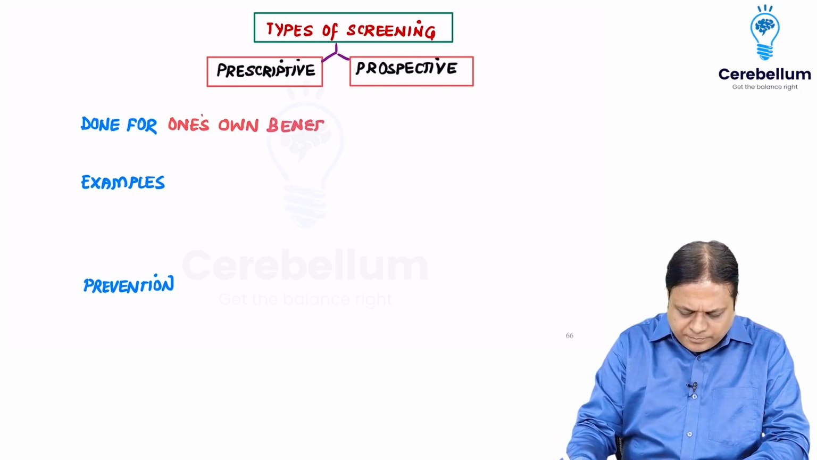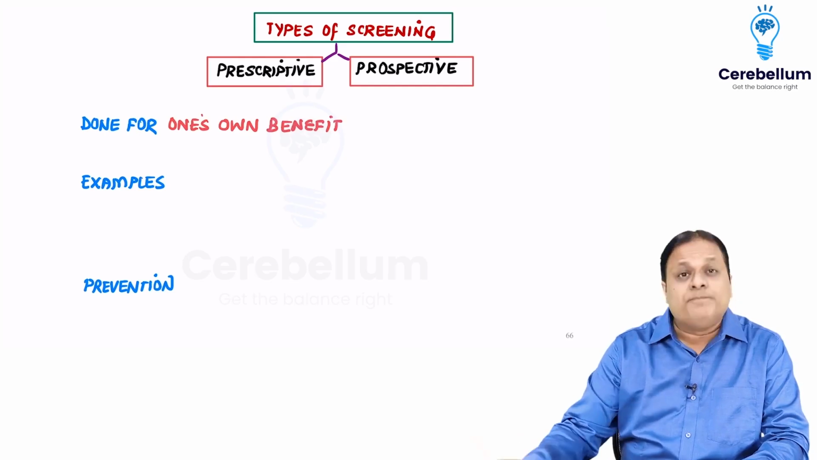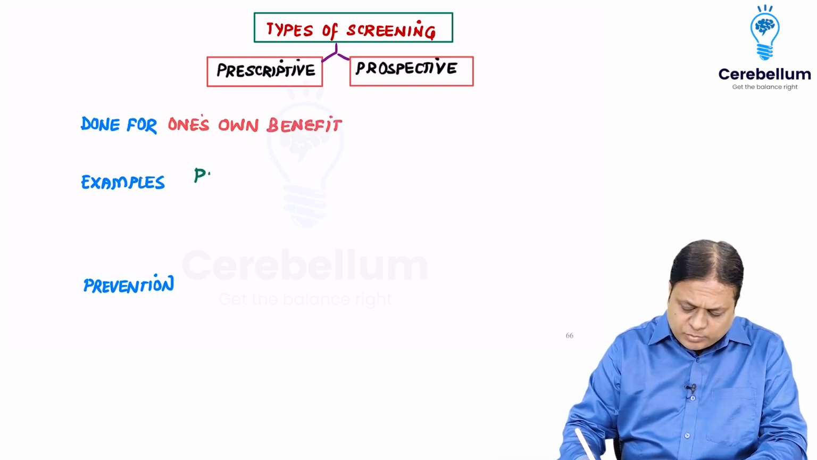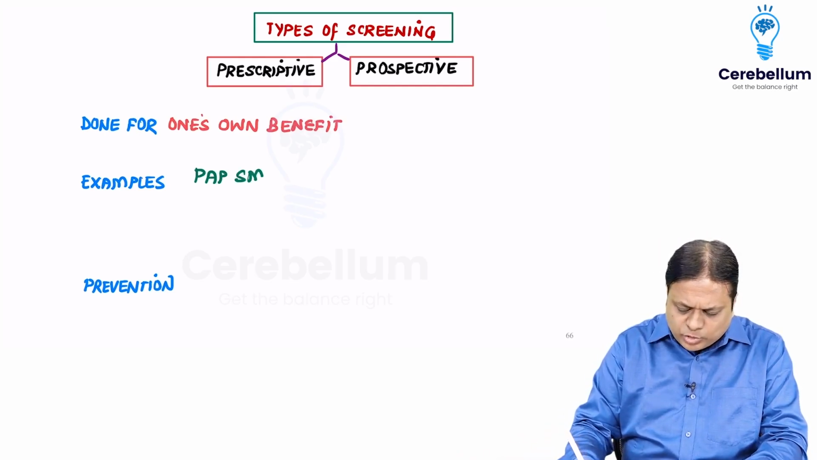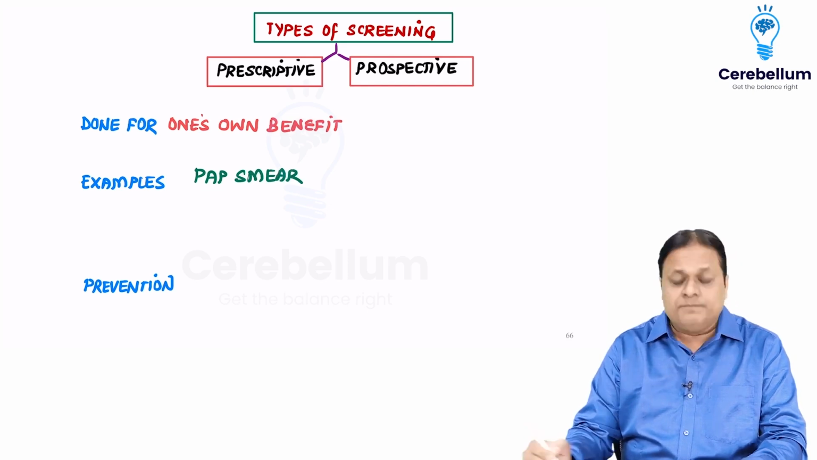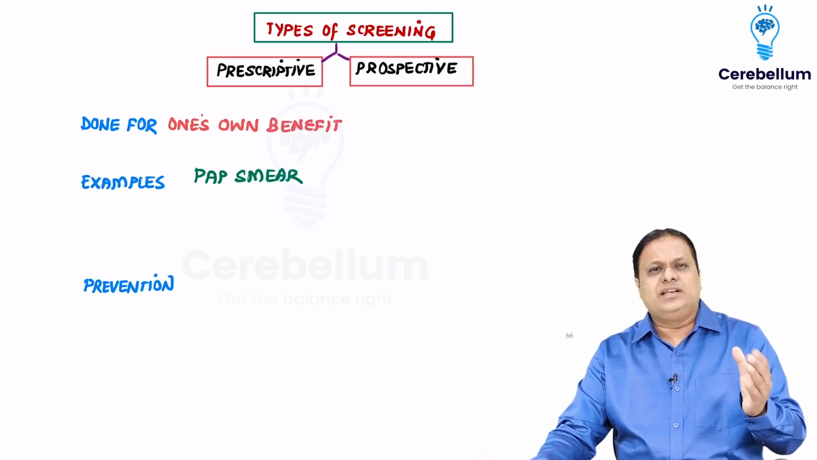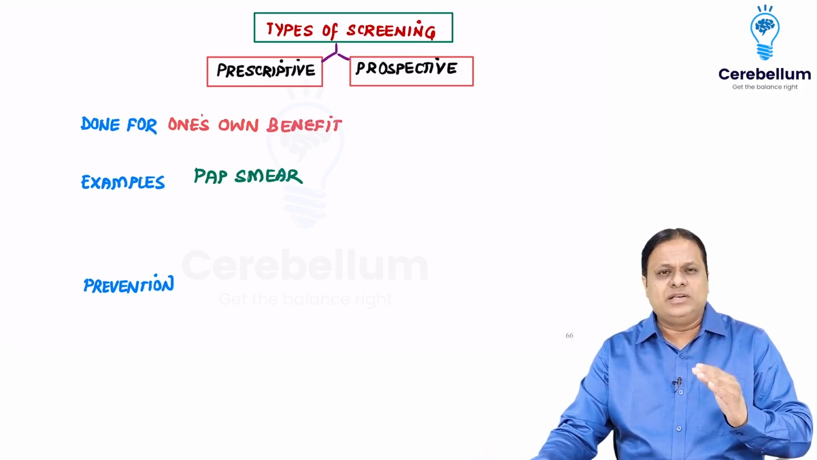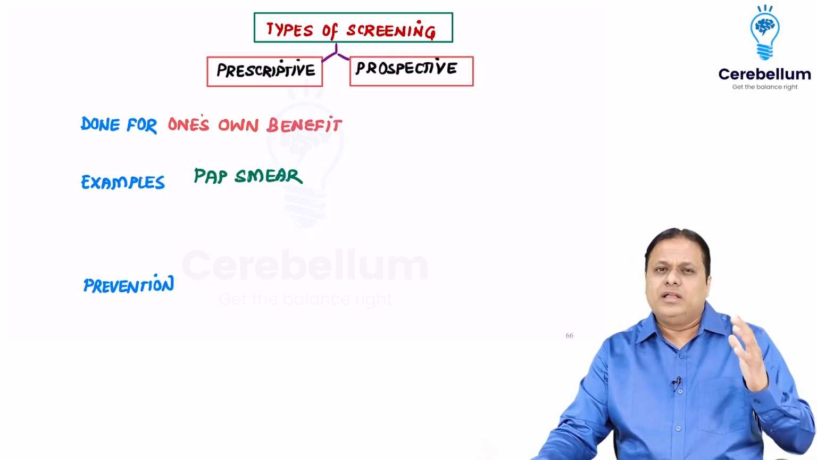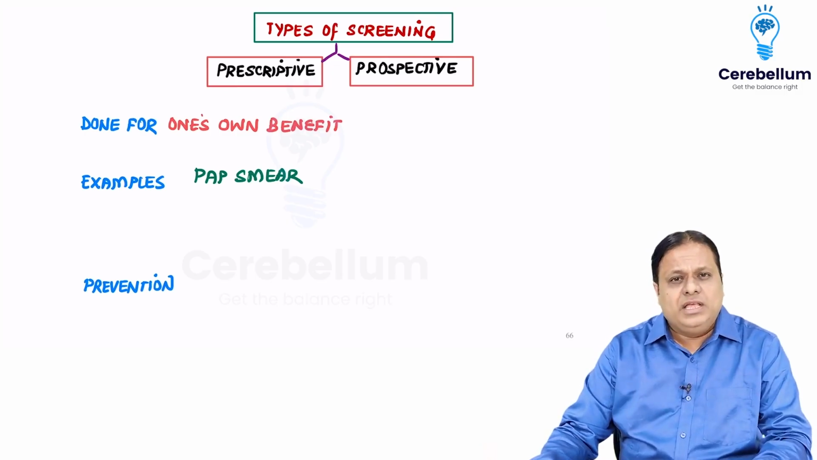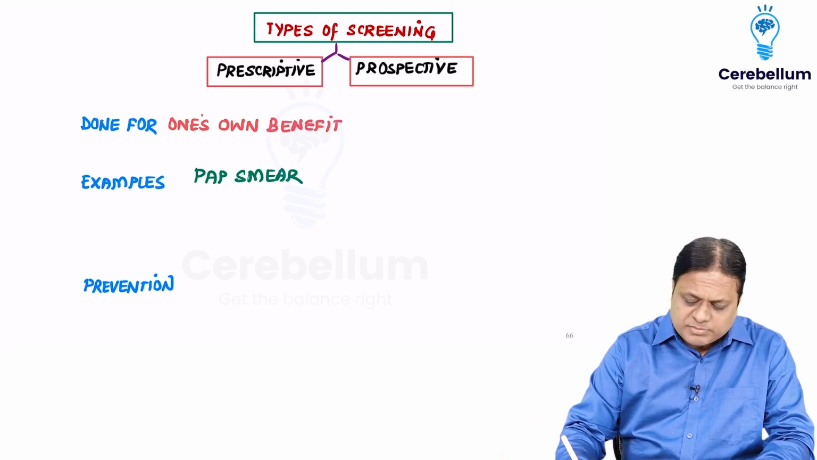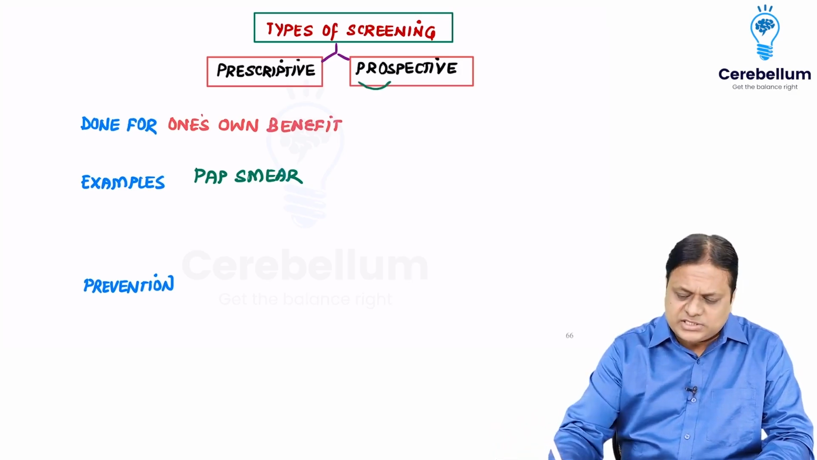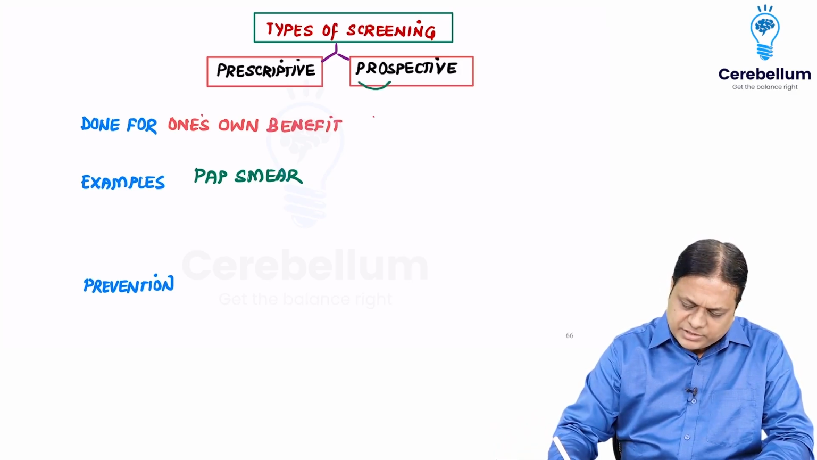Take an example, pap smear. When you do pap smear in a woman, it is going to benefit that woman only. Detect cervical cancer in early stages, in situ stage 1, early initiation of treatment, better prognosis, better survival. In comparison, pros means others. So this is done for others' benefit.